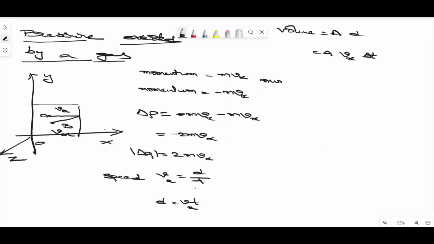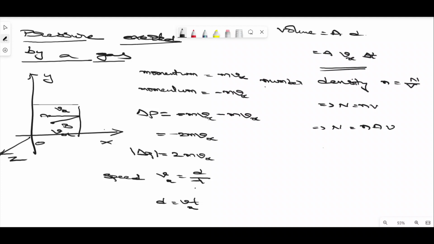Then we can represent the number density, where we know that the number density is given as small n equals capital N by V. Then capital N equals small n into V. Observe that volume is being represented as A into V suffix S into delta T. Then the number of molecules equals number density into area into V suffix S into delta T.